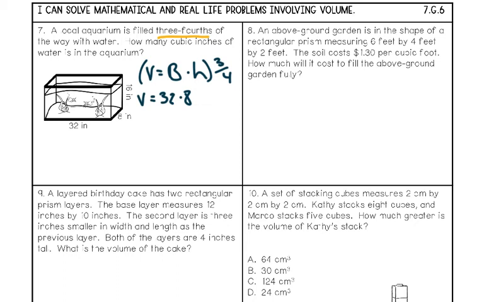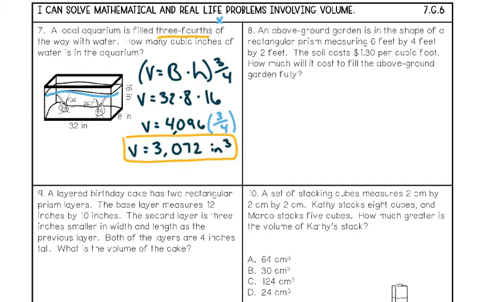So let's go ahead and plug in our values. Since it's a rectangular prism, I see that it's got a base shape of a rectangle. So I'm going to use the formula length times width, or 32 times 8, multiply that by the height, 16. This gives me a total volume of 4,096 cubic inches. However, it's filled only 3/4 the way up with water. I know that of means times, and I'm going to do 3/4 times the total to get my volume of 3,072 cubic inches of water that's actually in this aquarium.